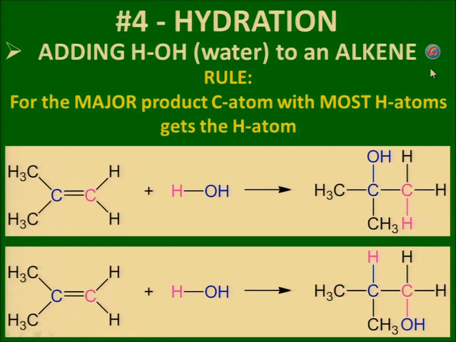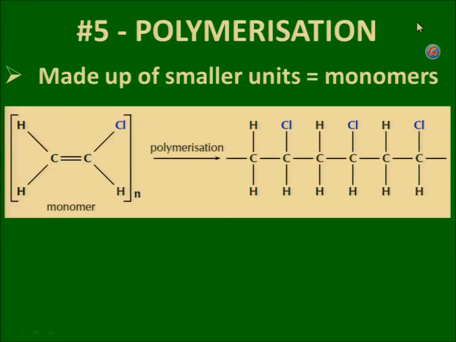Very important. And then for the last type of addition reaction, you have polymerization, number 5. Now polymers are made up of small units which are called monomers. So in this case you have the monomer here and then it's added together infinitely and then you form a polymer. And this process is called polymerization.